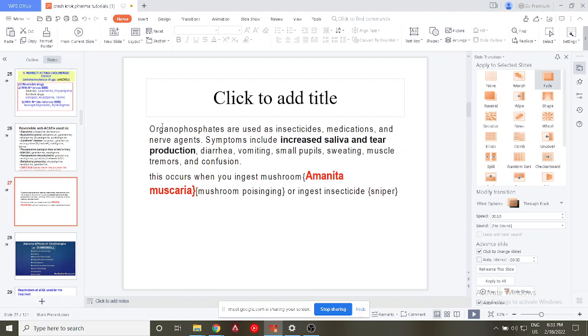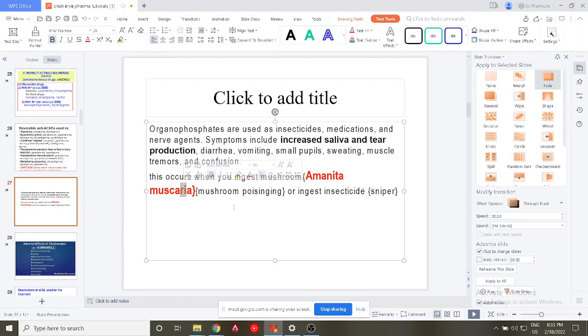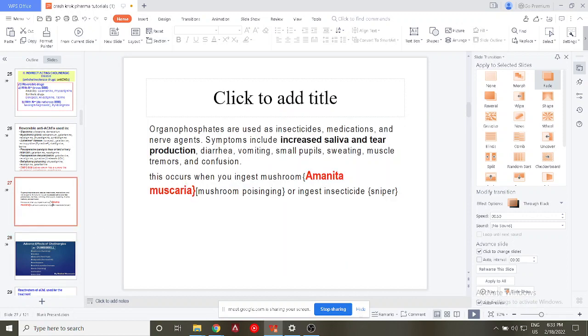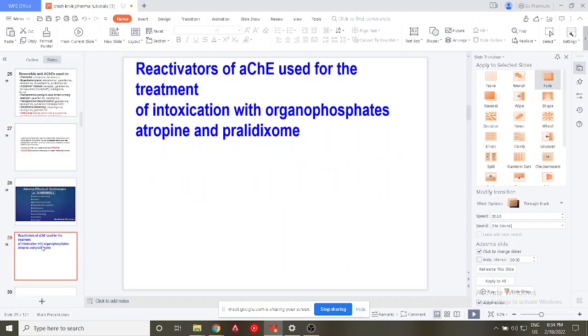So organophosphate poisoning. Krok is going to use the word organophosphate poisoning, or Amanita muscaria, or mushroom poisoning, or when you ingest insecticide. So this is a popular Krok marker, mushroom poisoning or organophosphate. And when you get poisoned by organophosphate, these are going to be the symptoms: DUMBBELS. And the treatment for organophosphate poisoning is atropine. So this is the treatment for organophosphate poisoning, atropine.